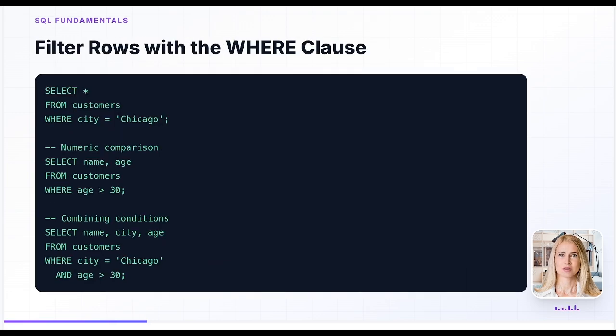The where clause lets you retrieve only the rows that match a specific condition, so you're not stuck reading every record in the table. You can filter text with equals signs, numbers with comparison operators like greater than or less than, and stack multiple conditions together using and or. Try running each example above and notice how the result set shrinks as your conditions get more precise.